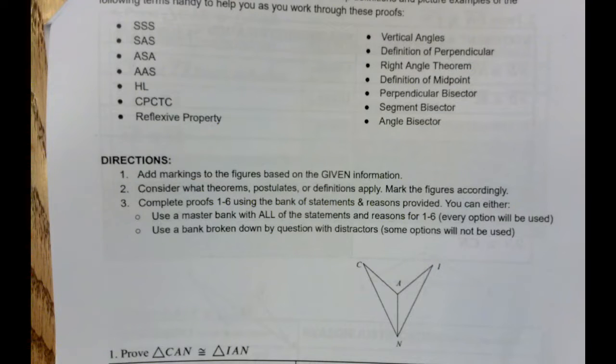Add markings to these figures based on the given information. Consider what theorems, postulates, or definitions apply. Mark the figures accordingly. And we're going to complete proofs 1 through 6 using the bank of statements and reasons provided. We can either use a master bank with all of the statements and reasons for 1 through 6, or we can use a bank broken down by question with distractors. And to make this video here, I'm going to just go through it, but talk to your teacher about getting a bank broken down by question with distractors.